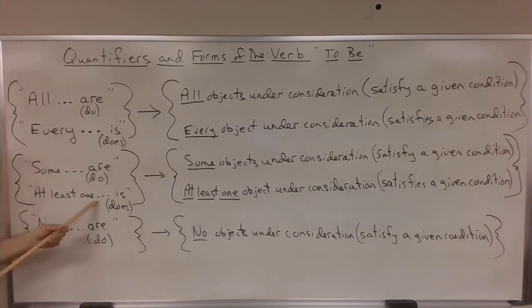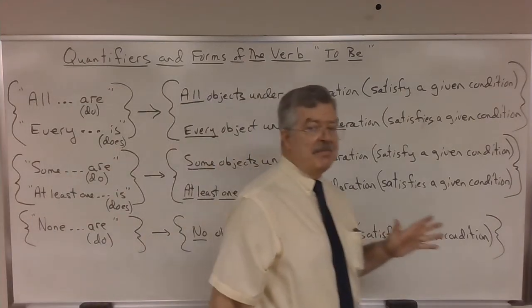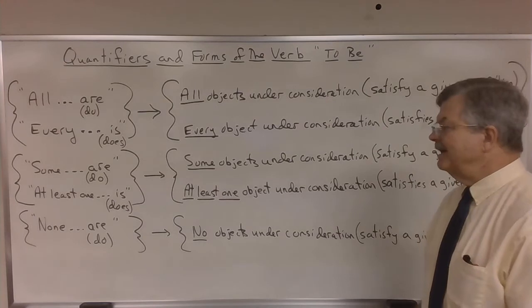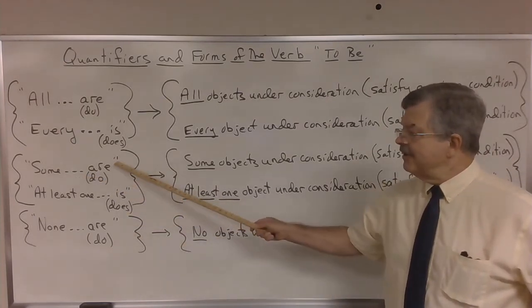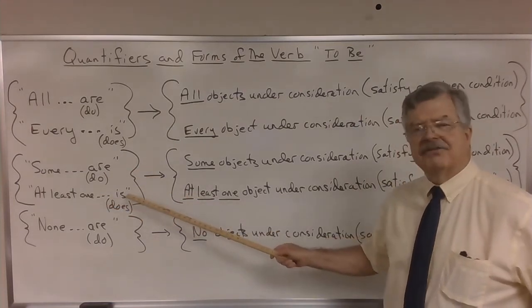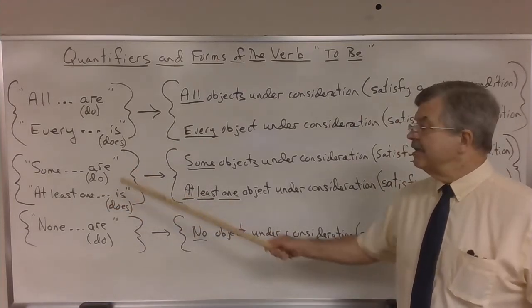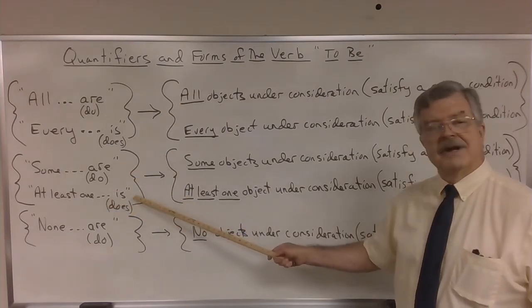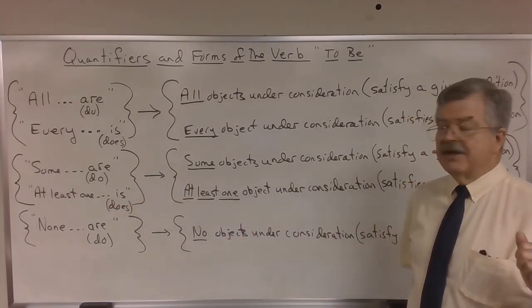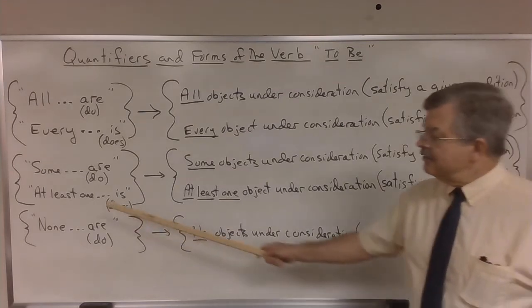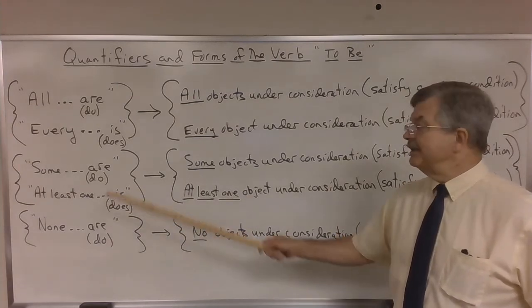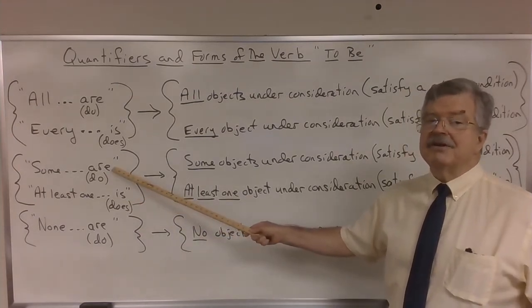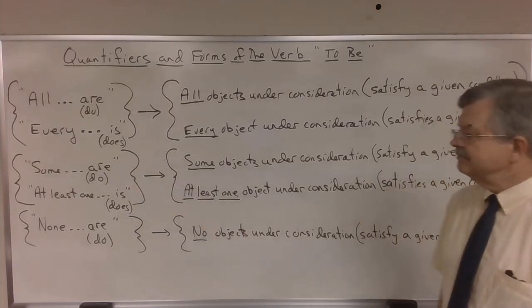At least one astronaut is a pilot. They may not all be pilots, but at least one astronaut is a pilot. These two mean the same thing: some astronauts are, at least one astronaut is. Some are, at least one is. They mean the same thing. If it's true that at least one object under consideration is, then we can truthfully say some of the objects under consideration are such and such.